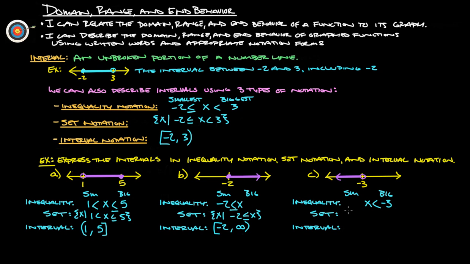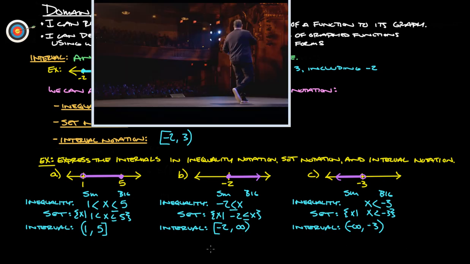Set notation, the brackets, x such that, and we'll do, there is no smallest. The biggest is -3, that's less than. Again, it's the exact same as what we did up here, except we're just including a little bit extra notation. And then interval, the smallest it ever gets to is negative infinity. The biggest it ever gets to is negative 3. It's always round brackets with infinity or negative infinity, and it does not include negative 3, so that is also a round bracket. Okay?